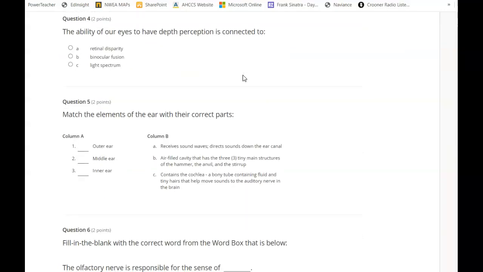The ability of our eyes to have depth perception is connected to A, retinal disparity, B, binocular fusion, C, light spectrum.